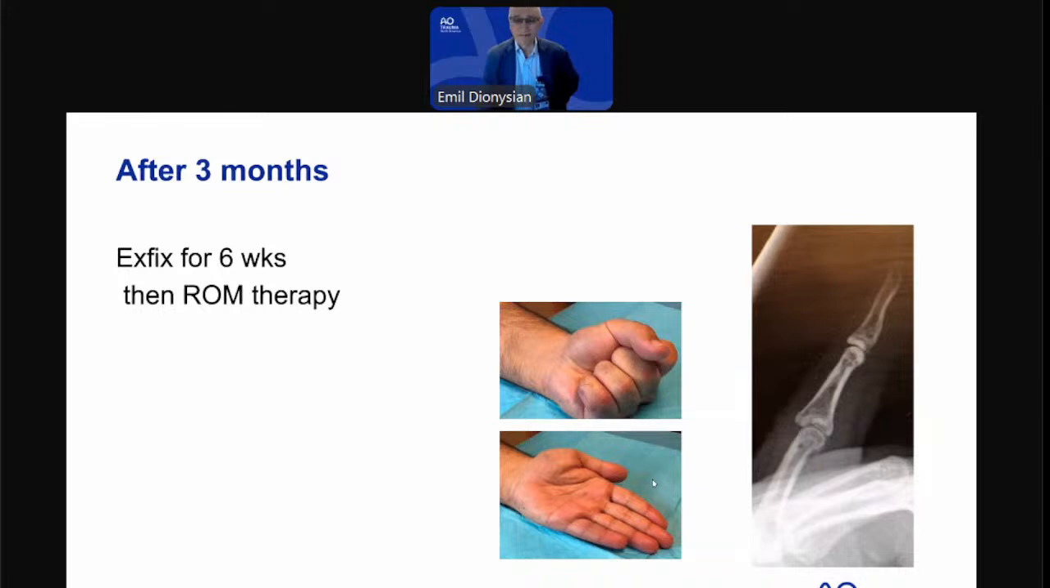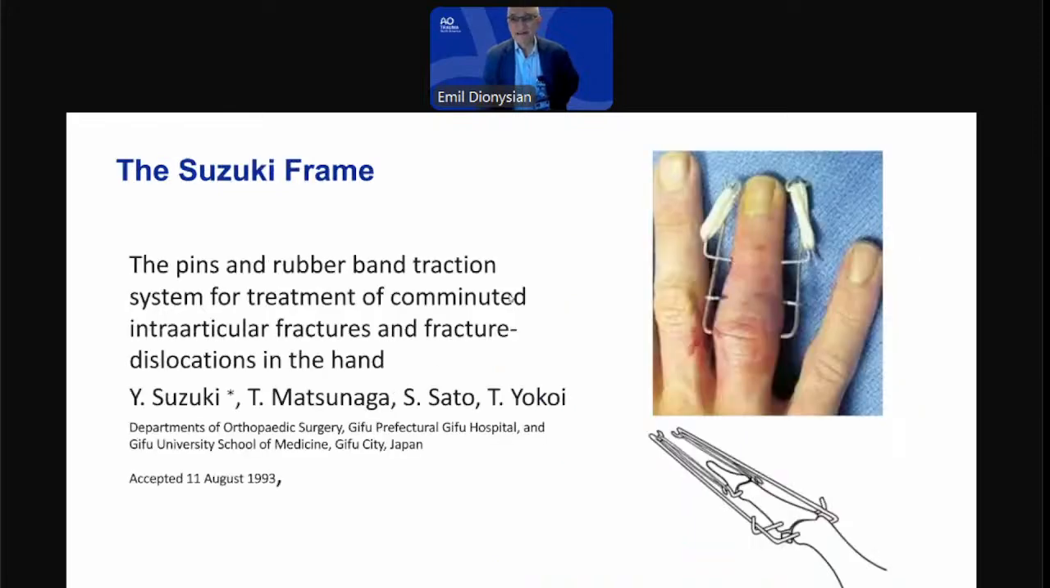So there's this Suzuki frame. Suzuki described this in 1993, almost like a portable traction. The pins are put across the joint line, right in the hinge, right at the center of rotation, and then another K-wire is put in. As the metal comes down, it pushes the fragments down and reduces it, and then you've got the rubber bands to keep the traction to allow early range of motion.